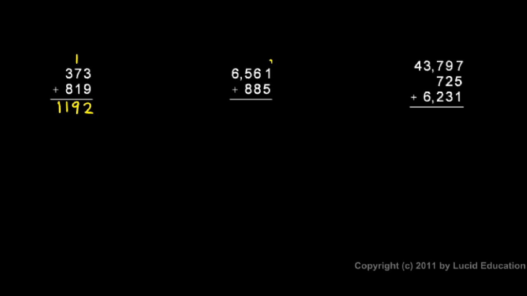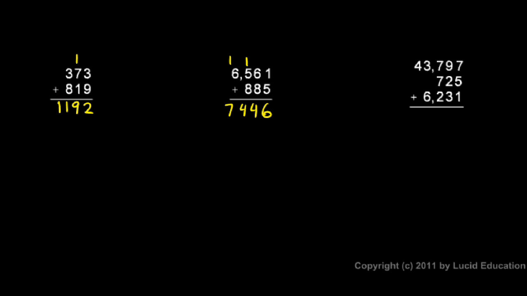The next example, I start here. 5 plus 1 is 6, nothing to carry. Then 6 plus 8 is 14, and I have to carry the 1. 8 and 5 is 13, and then I have to add that 1 also, so that's 14 again, and I carry the 1. And then I add the 6 and the 1, and I get a 7. So 7,446 is the answer.